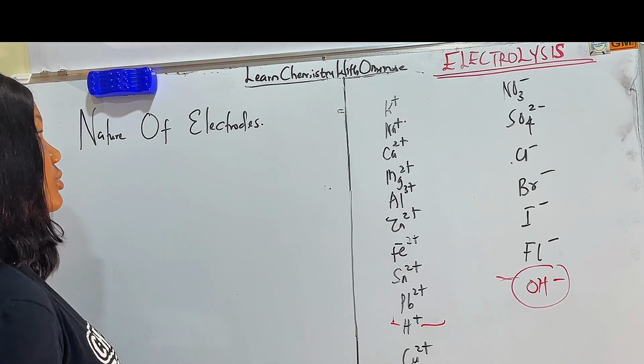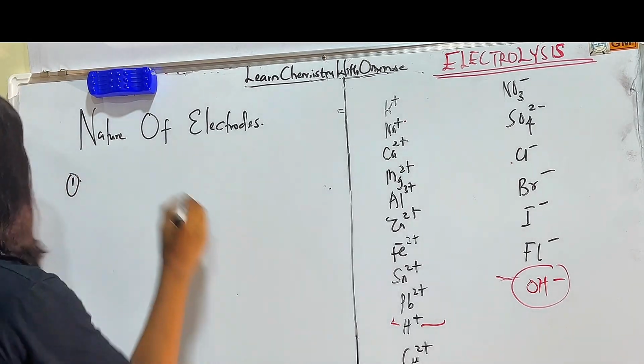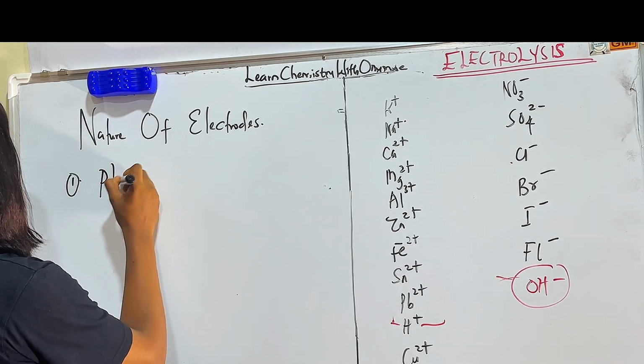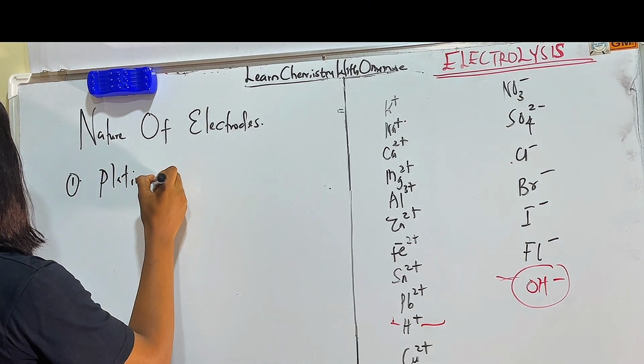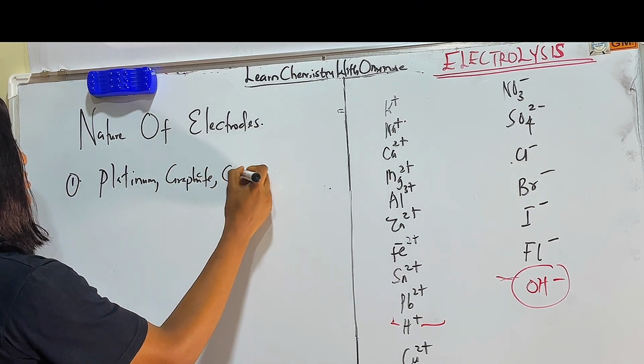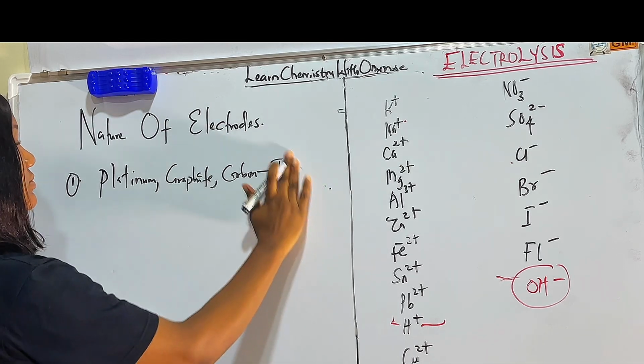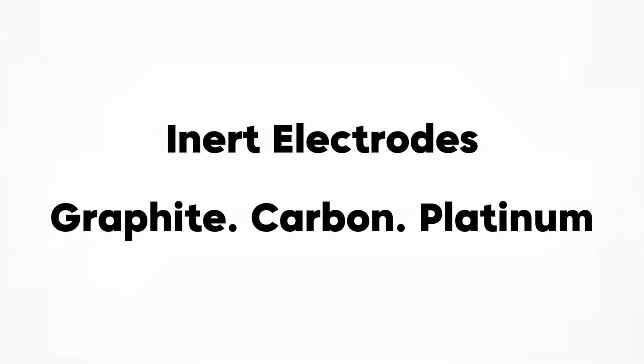So, the nature of the electrode. One thing, like I said, is the inert electrode. Examples: platinum, graphite, carbon. These three are inert electrodes.